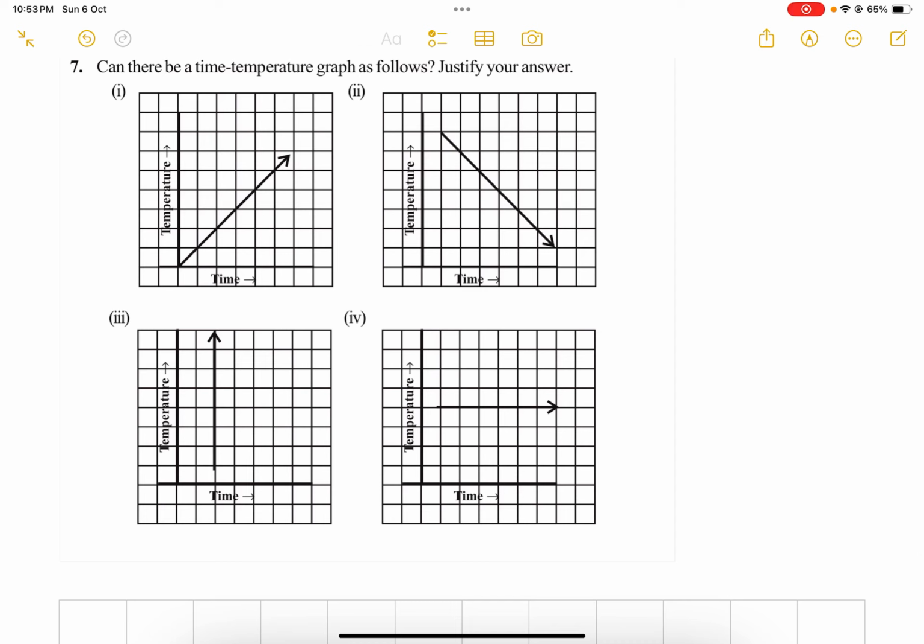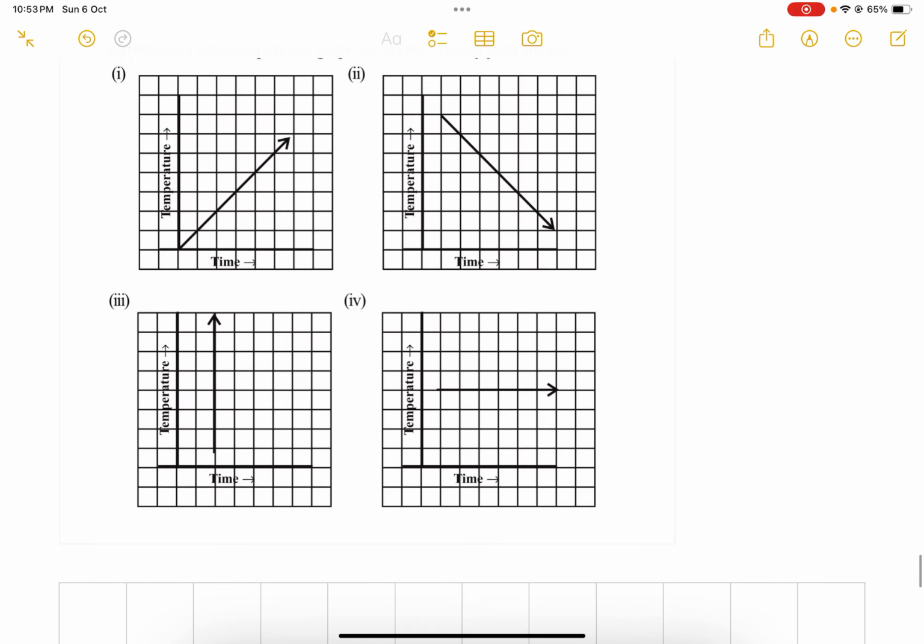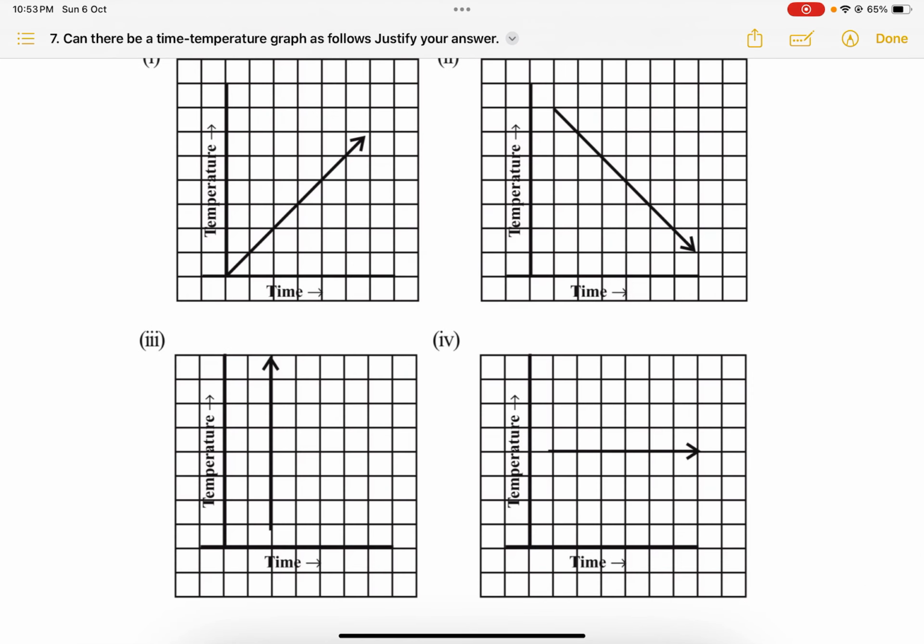Now, can there be a time-temperature graph as shown below? Now let us see. Is it the time-temperature graph? It shows an increase in the temperature as the time increases, correct? This graph shows that when the time increases, the temperature is also increasing. Now, when the time is increasing, the temperature is decreasing, right? So it is a decreasing graph.